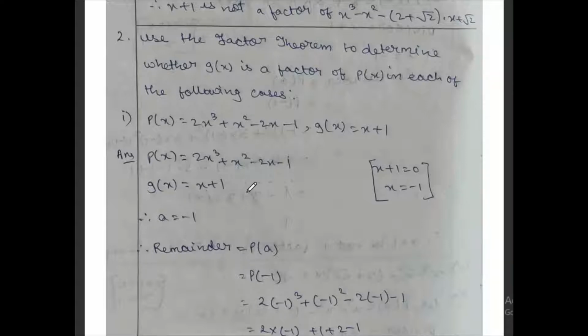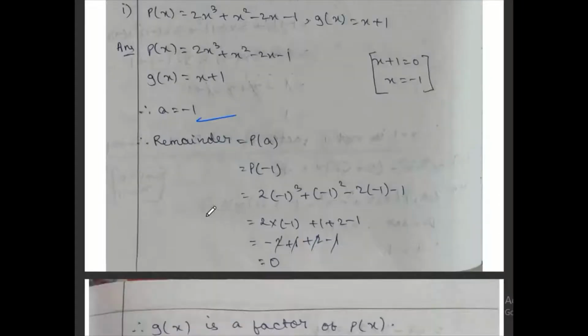As per remainder theorem, if p(x) is the polynomial and x minus a is the divisor, then remainder is equal to p of a. So take this divisor outside, x plus 1 equals to 0, get the value for x. X how much you are getting, that's the value for a also. So a is coming minus 1. Now let us go for remainder. Remainder is equal to p of a, p of minus 1.